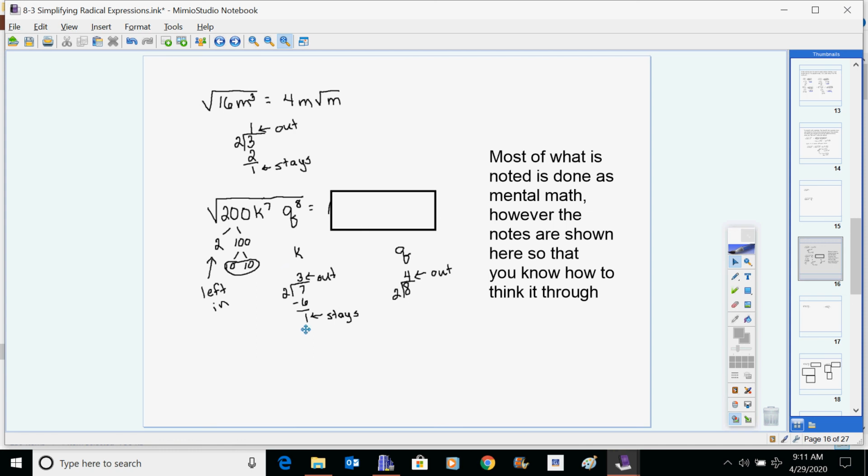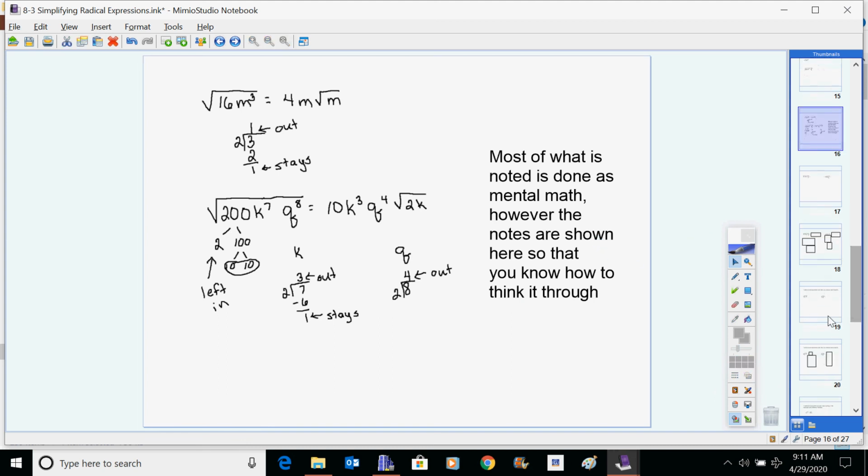So here's our information for our K's and for our Q's, so then we put it all together. I have a 10 that comes out. I have a K to the 3rd that comes out. I have a Q to the 4th that comes out. What's left over? There's a 2 left over under, and there's a K left over. And then it's fully simplified. So, nice slick little process: dividing the exponents and prime factoring.